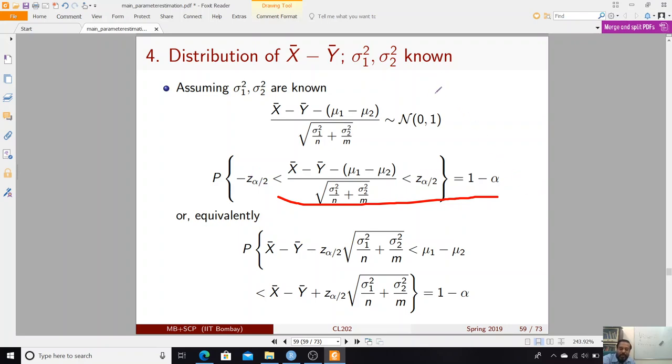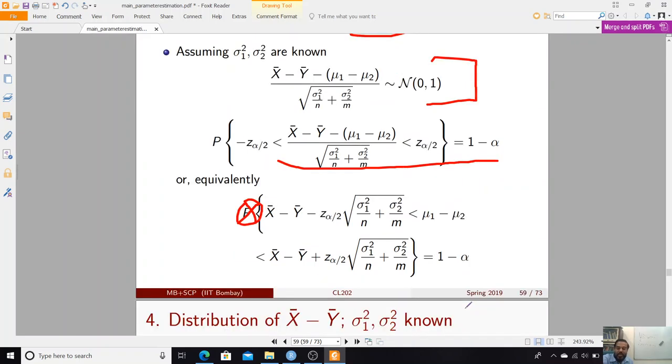So the most important step is this: to know the probability distribution of the standardized variable. The moment you do this, you do algebraic manipulations like before and get mu 1 minus mu 2 in the middle. So this is no longer a probability, but instead we will call it the confidence interval. Again, magically you know sigma 1 and sigma 2. In that case, this gives you the confidence interval, which I hope is summarized in my next slide.